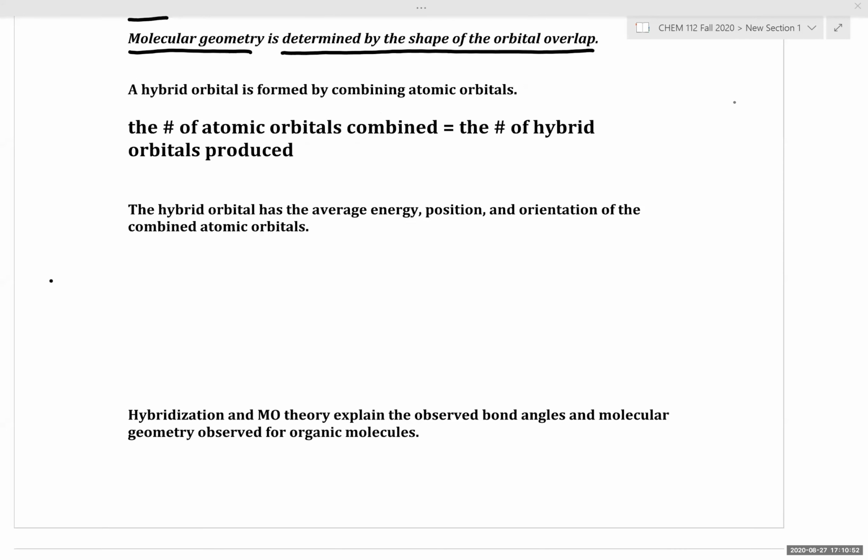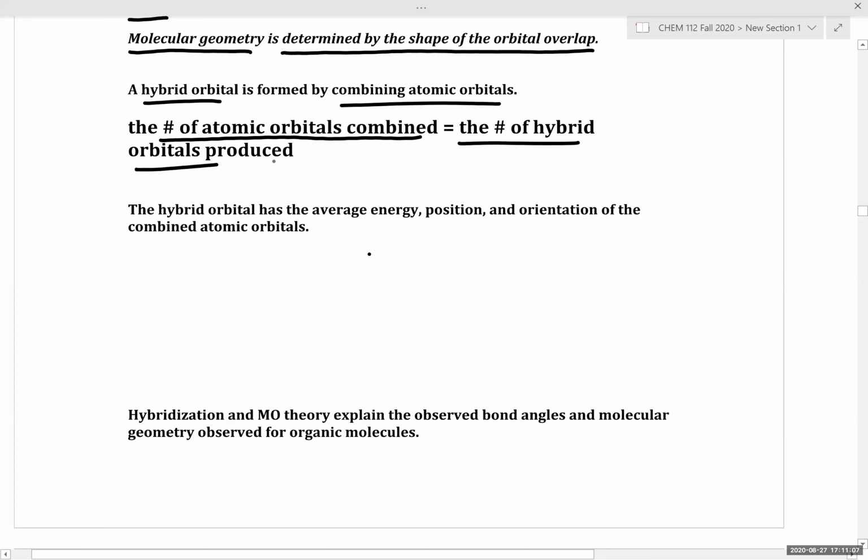So, as we discussed last time, a hybrid orbital is formed by combining atomic orbitals. Now, the number of atomic orbitals combined directly matches the number of hybrid orbitals produced. Now, the hybrid orbital has the average energy, position, and orientation of the combined atomic orbitals.